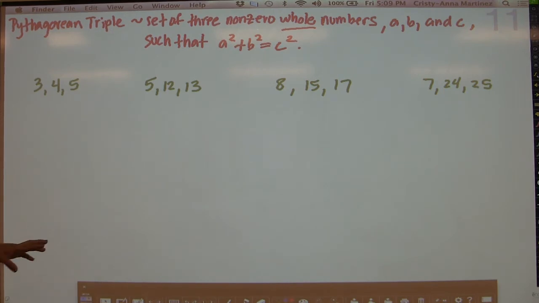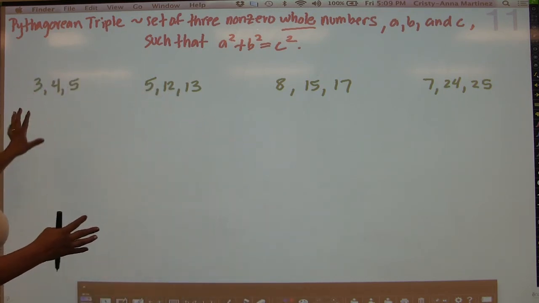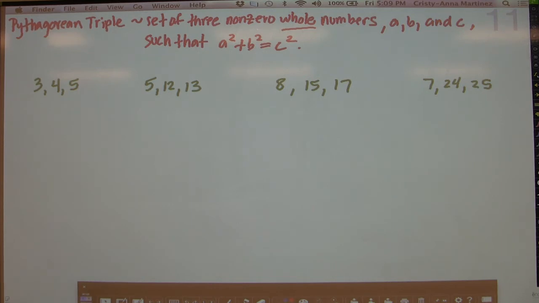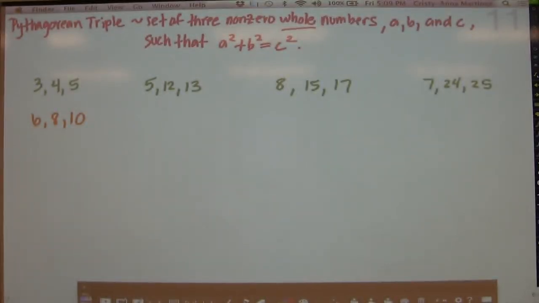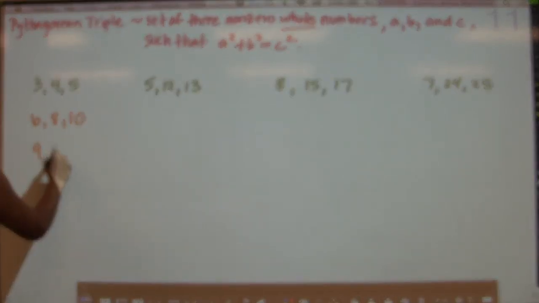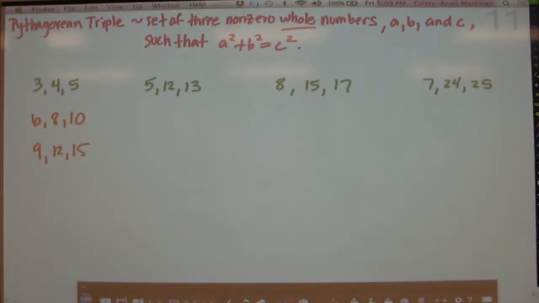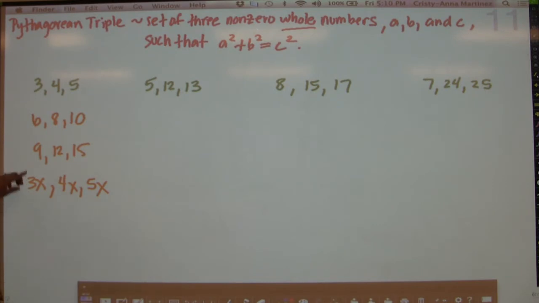You can also generate more Pythagorean triples by including all of the multiples of these that are already here. So for example, if you took all of these numbers and times them by 2, you would get 6, 8, and 10, and that would also work. You could also times all these numbers by 3, and you would get 9, 12, and 15. In other words, anytime you multiply 3x, 4x, and 5x, so 3 times any factor, if you multiply all of them by the same factor, you're going to basically get a Pythagorean triple. Same is true for all of these.